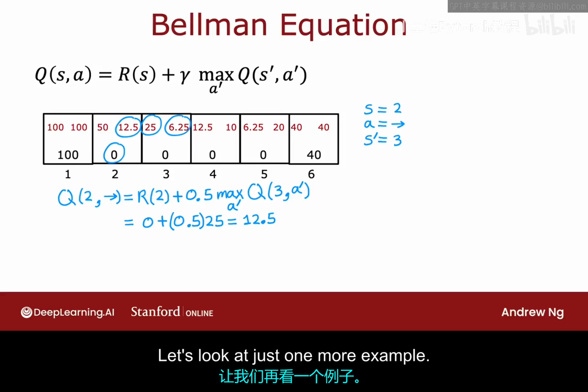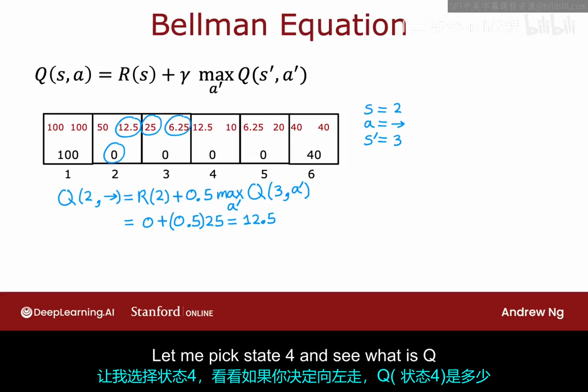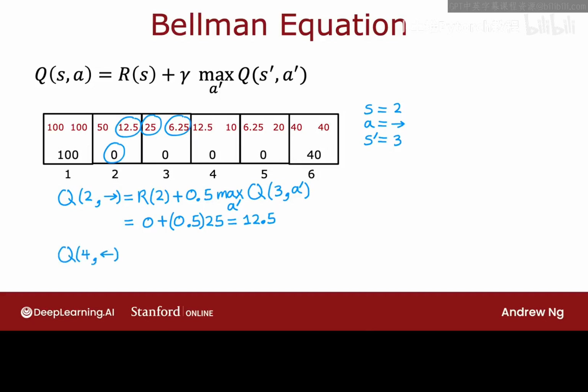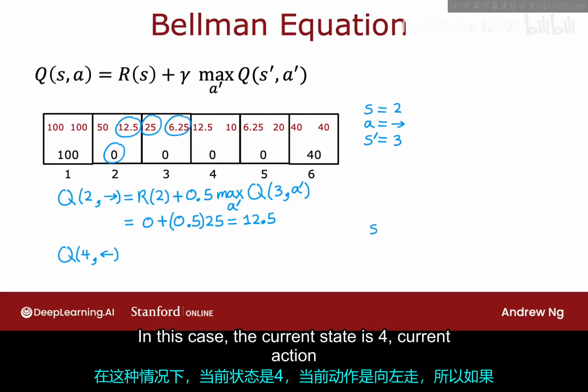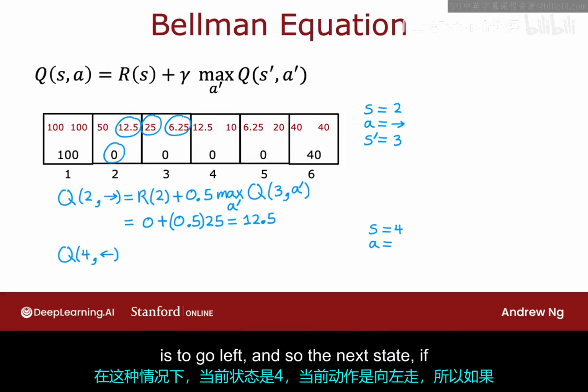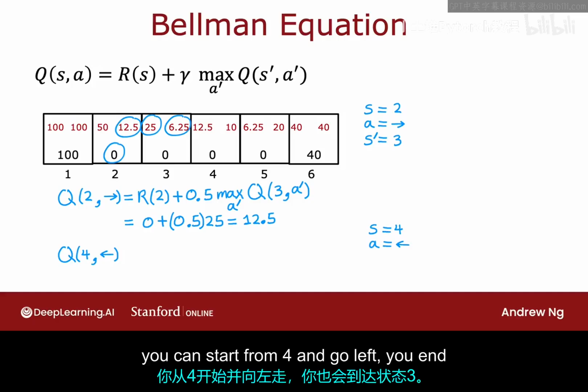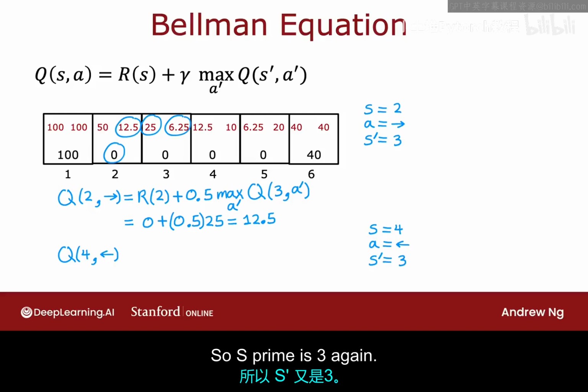Let's look at just one more example. Let me pick state 4 and see what Q of state 4 is if you decide to go left. In this case, the current state is 4 and the current action is to go left. And so the next state, if you start from 4 and go left, you end up also at state 3. So S prime is 3 again.